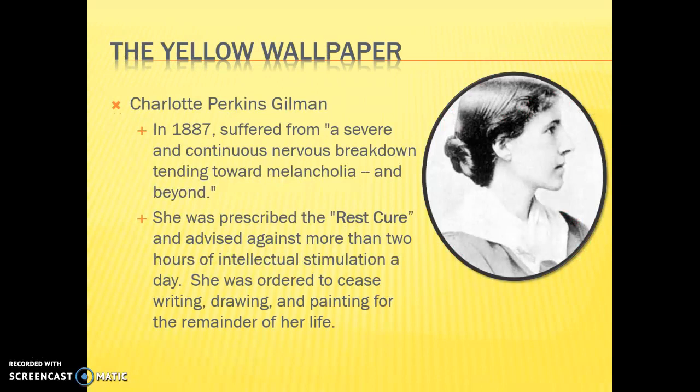A little bit of background information on Charlotte Perkins Gilman, which is really important, is that she suffered from a severe and continuous nervous breakdown, tending toward melancholia and beyond. What this is saying is that our author used her own life events to fictionalize the story, The Yellow Wallpaper, in order to make a comment on the way she was treated by society as a woman who suffered from postpartum depression.